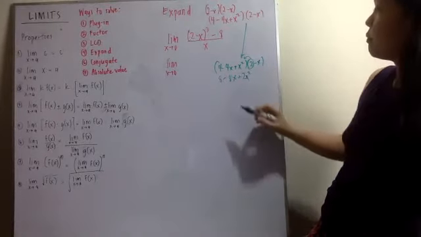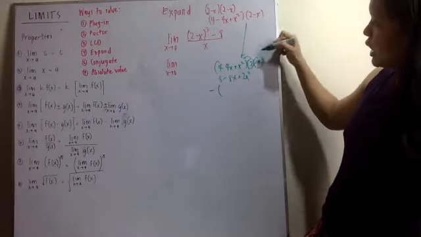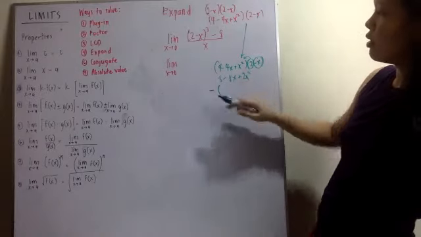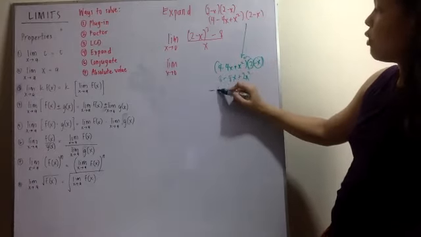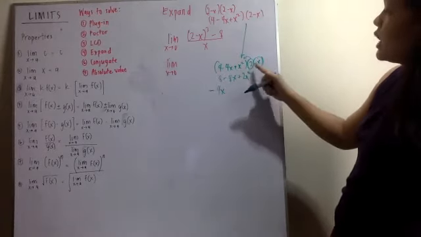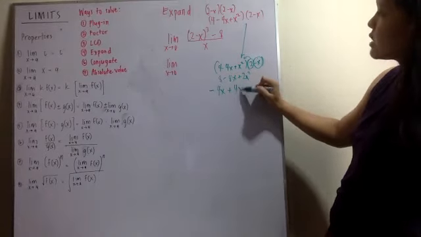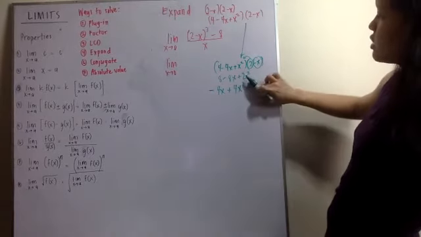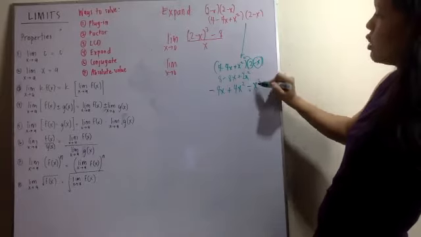Okay? Minus negative x, multiply natin sa lahat. Or, ginawa ko, sige, multiply natin sa lahat. So, negative 4x, negative times negative, magiging positive to, 4x squared, okay? Plus, positive times negative, so negative x cubed.